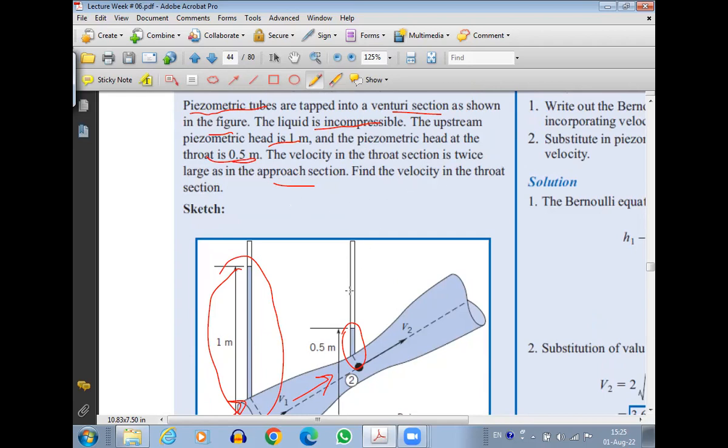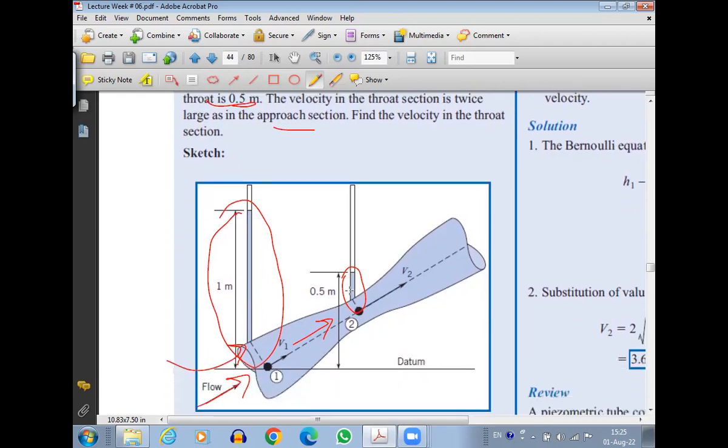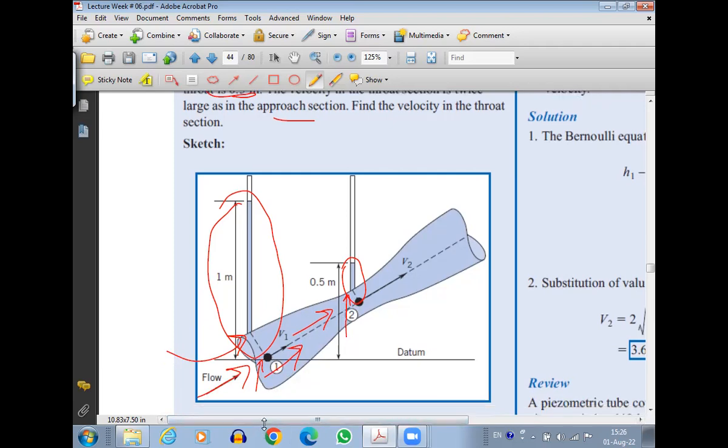Now, if we consider this as an inviscid flow, then for the inviscid flow, it is steady state, and it is incompressible because it was mentioned in the question that the liquid is incompressible. And if we are considering along the streamline, then Bernoulli's equation can be applied. Now I can apply the Bernoulli equation at point 1, and I can apply it at point 2.